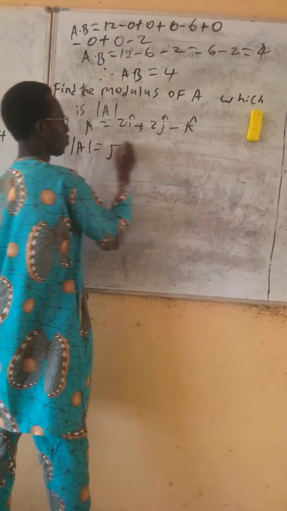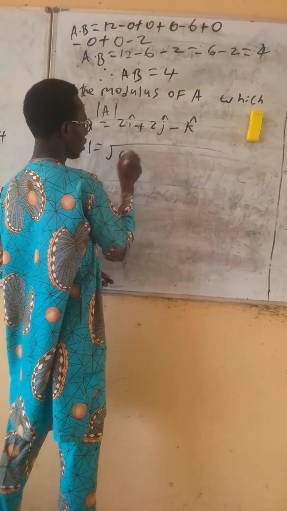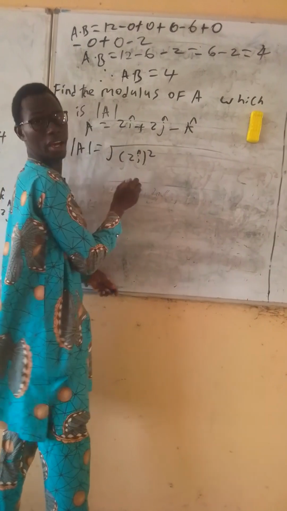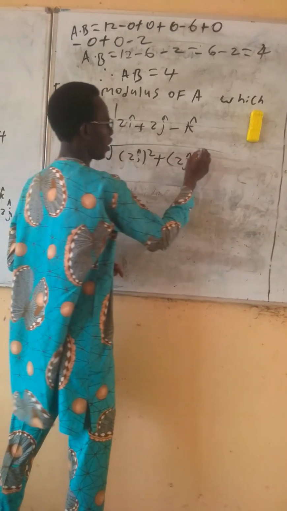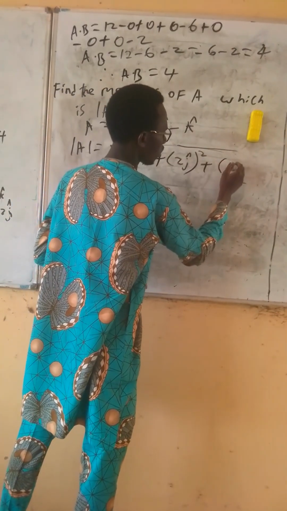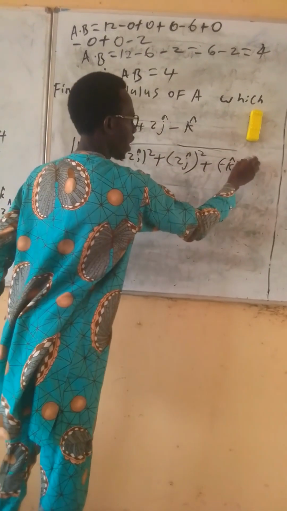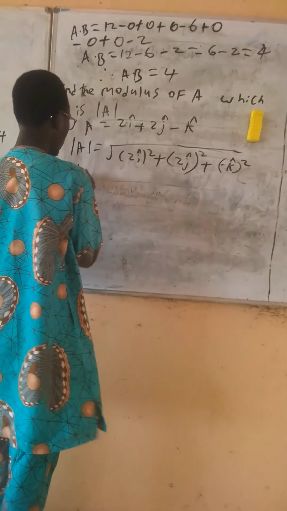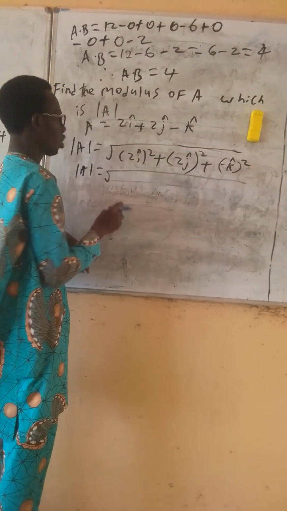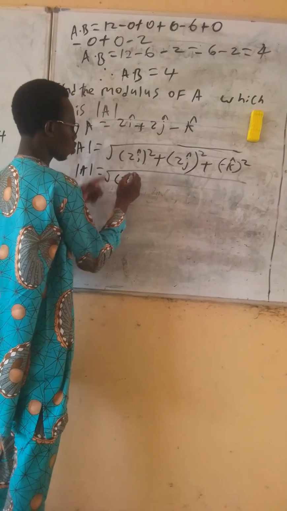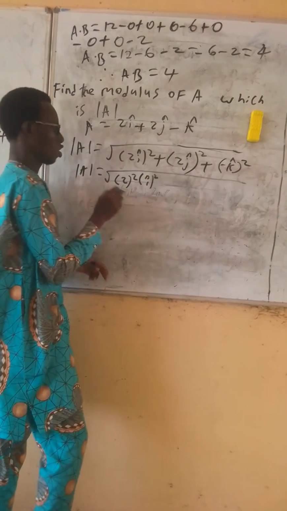The modulus of A is equal to the square root of 2i vector squared plus 2j vector squared plus minus k vector squared. This is how we find the modulus of A. So let's go right ahead to simplify it further. 2i squared means 2 squared, the first thing, and i vector 1 squared.